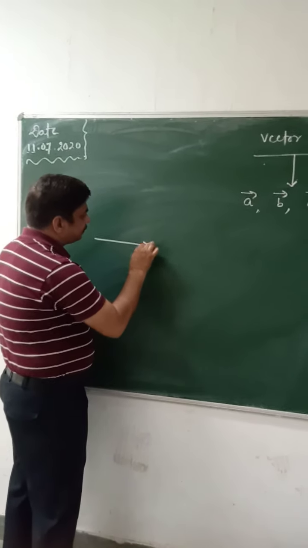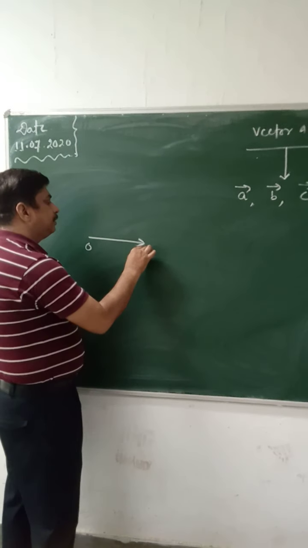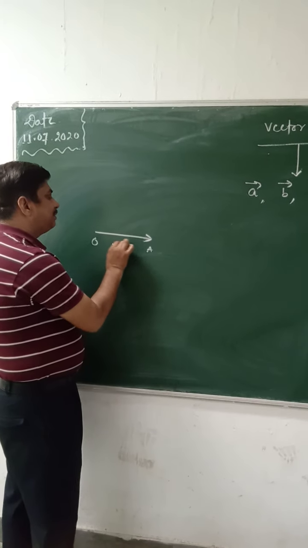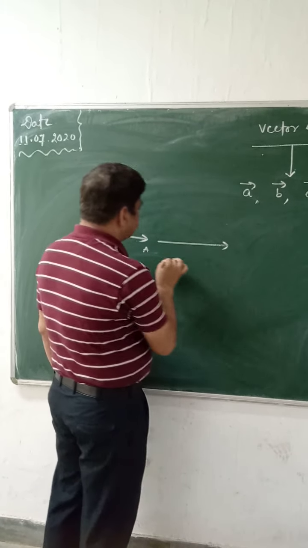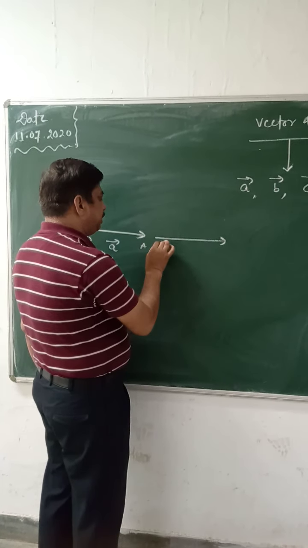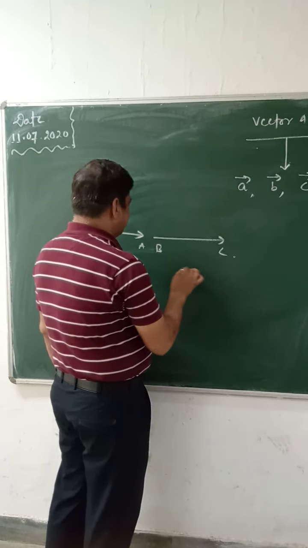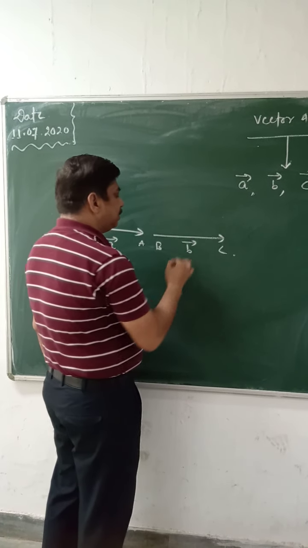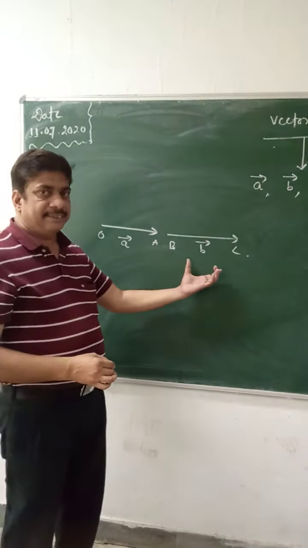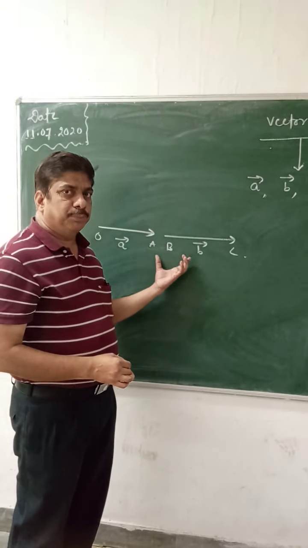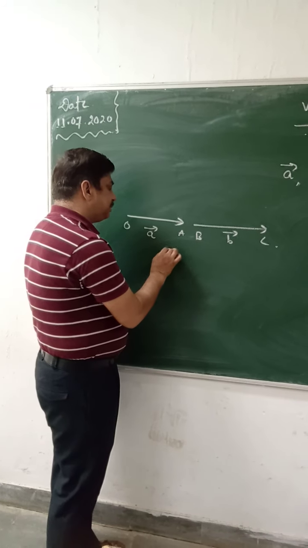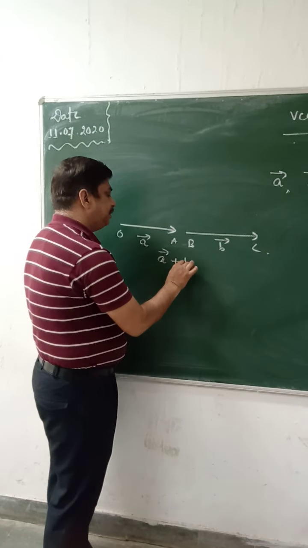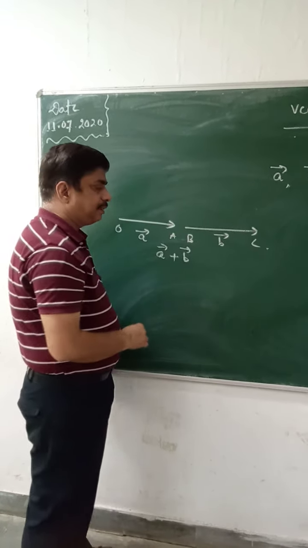So this is OA and this represents vector A, and this is BC, which represents vector B. As you know, both are in the same direction. If both are in the same direction, their sum is represented by A plus B.